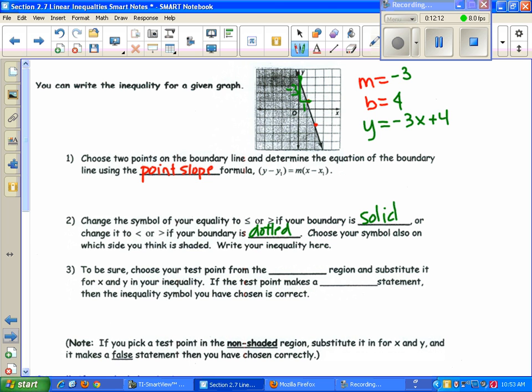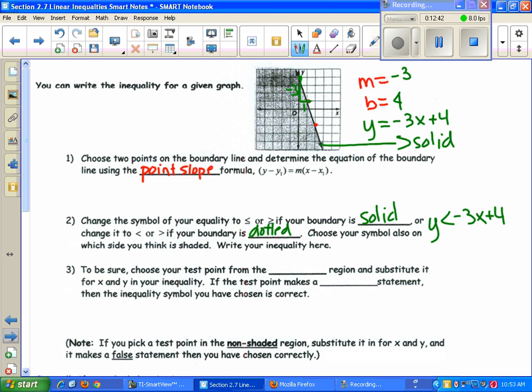And you can also do what we did before: choose your symbol based on which side you think is shaded, and then write the inequality. So if I look here, it looks like my shading is below my line, and notice that the line is solid, so I know I'm going to be equal to. Because of this, I'm going to test the line equation y is less than -3x plus 4.